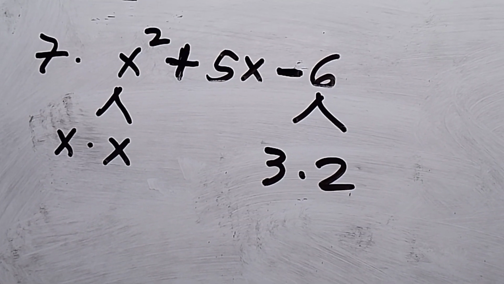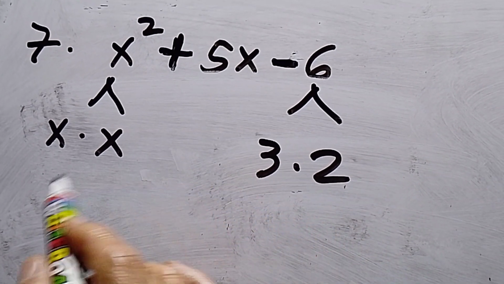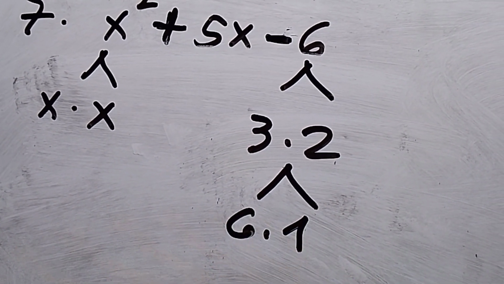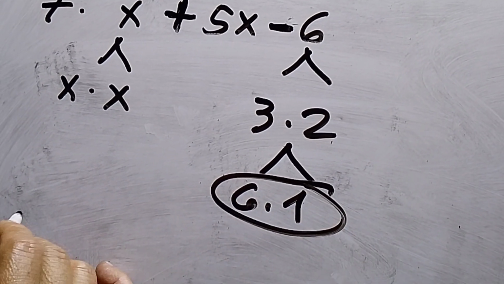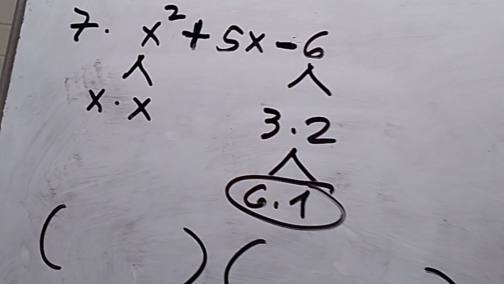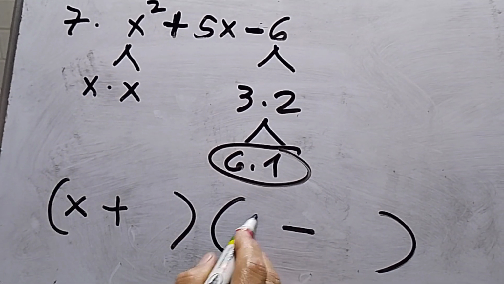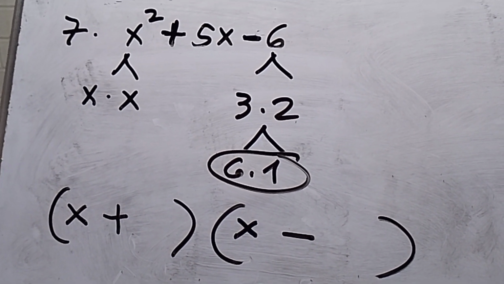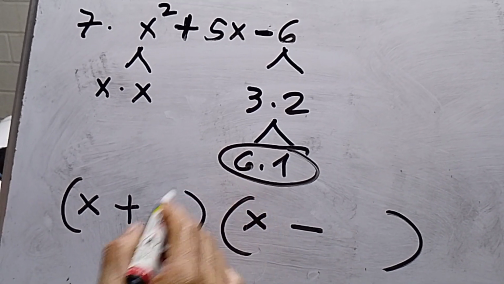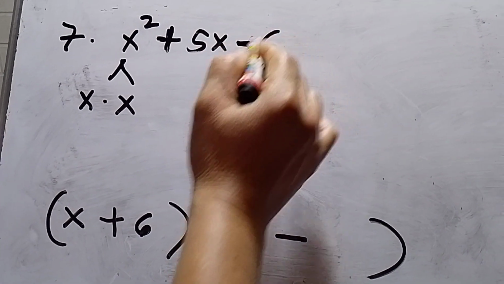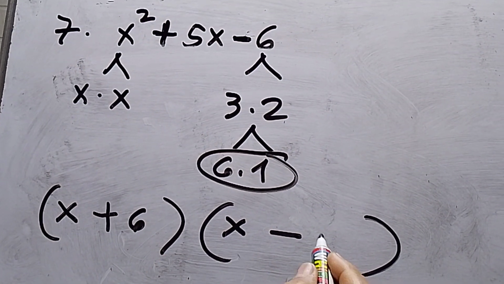Okay, since we cannot use this 3 and 2 because we tried already, now we will use this one, 6 and 1. So, this one will be positive and negative. So, this will be x. And then, second circle brackets, we have x. And then, we try this one, 6. Because this is trial and error, because this is not perfect square, only the first term. So, this will be minus 1.